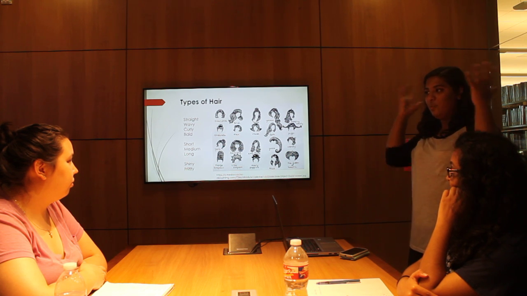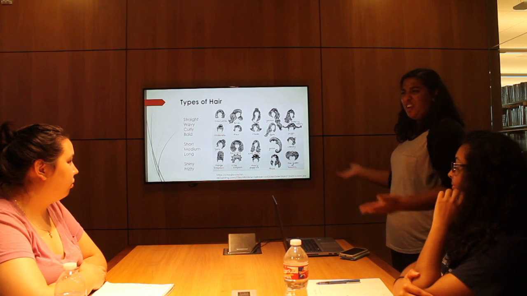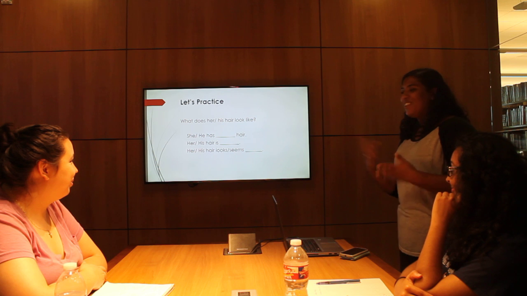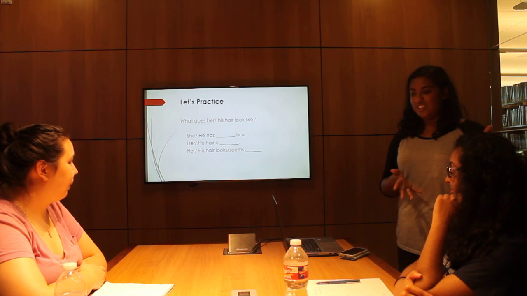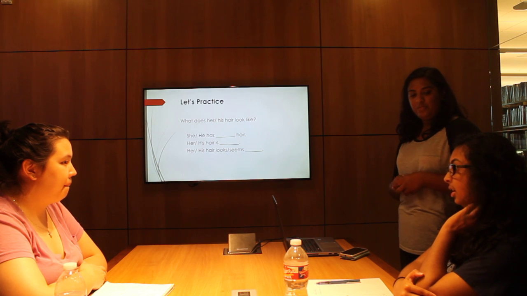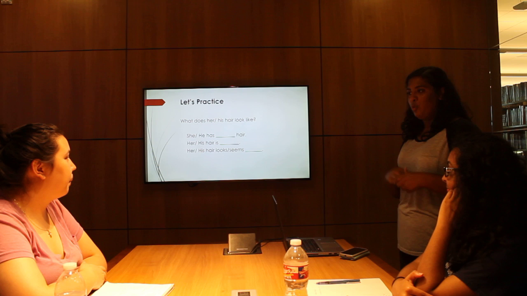So frizzy means it's like really big and poofy. And shiny means it looks kind of like a car. It's shiny on the outside. Okay, so let's practice. Nancy, what does Abby's hair look like? Her hair seems wavy and long. Oh, that's very good. You used two different words that we've learned today.